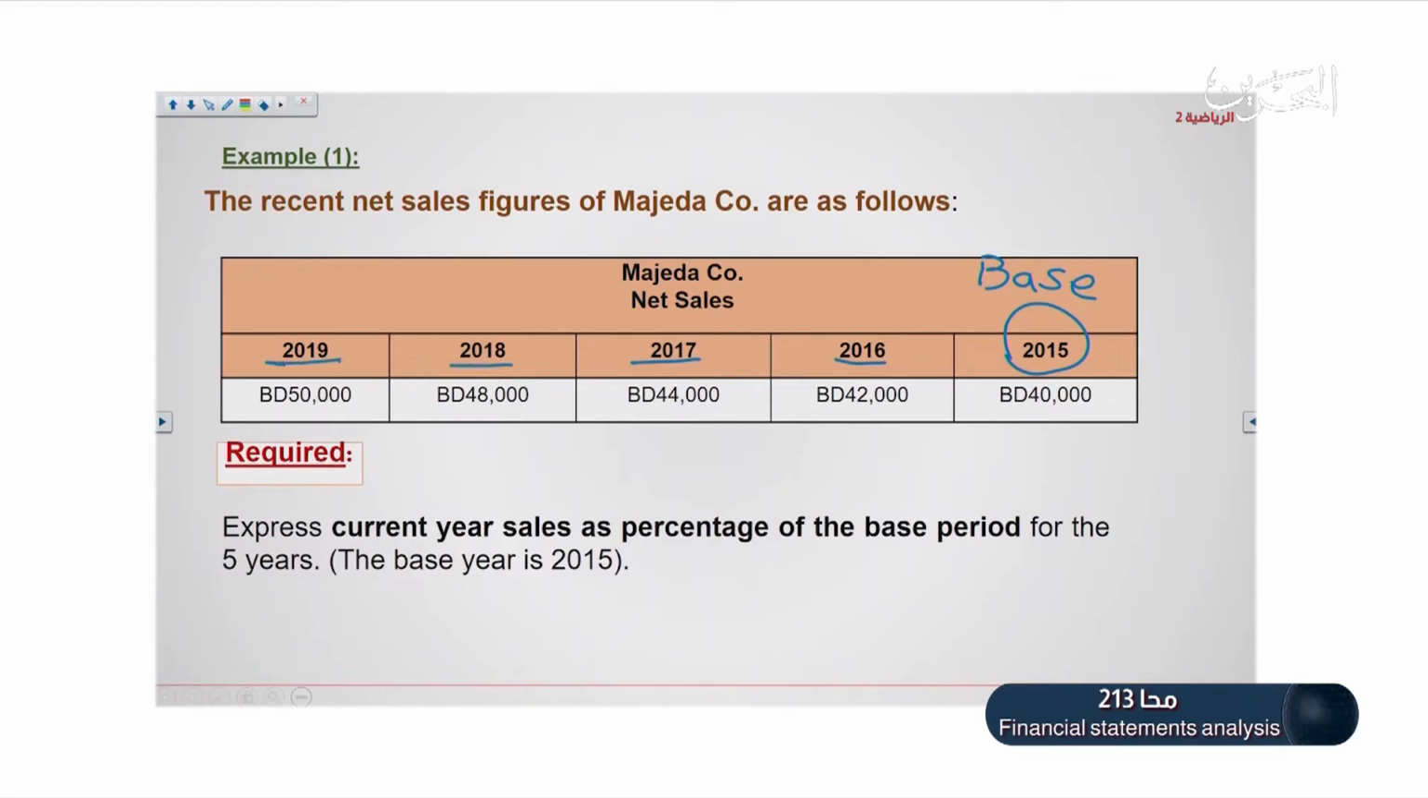Okay, let's see what's required. Express current year sales as a percentage of the base period for the 5 years. Okay, the base year is 2015. They told us that the base year is 2015. Let's see the answer.